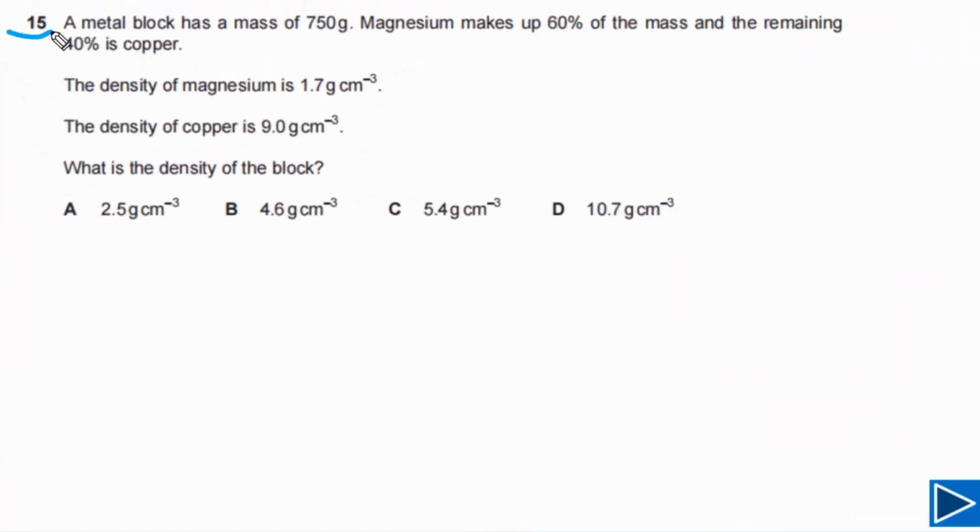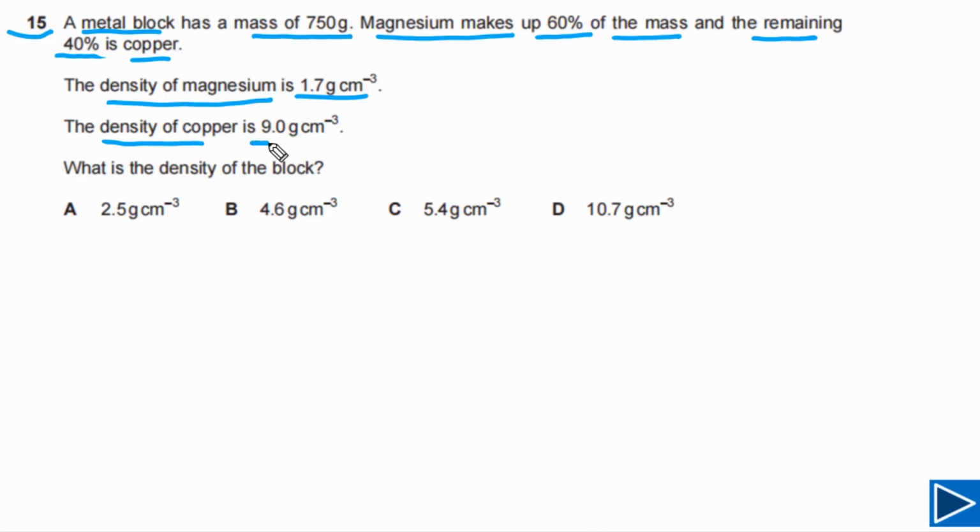For question number 15, it is given that a metal block has a mass of 750 grams. Magnesium makes up 60% of the mass, and the remaining 40% is copper. Density of the magnesium is given, equal to 1.7 gram per cubic centimeter, and density of copper is also given, equal to 9.0 grams per cubic centimeter. We need to find out what is the density of the block.